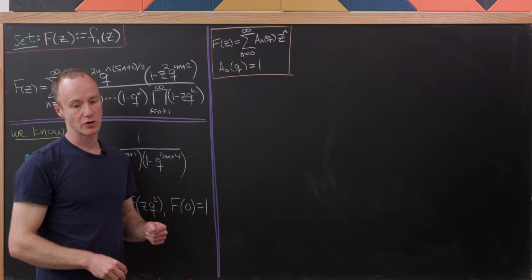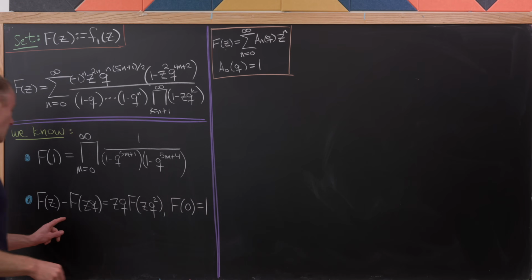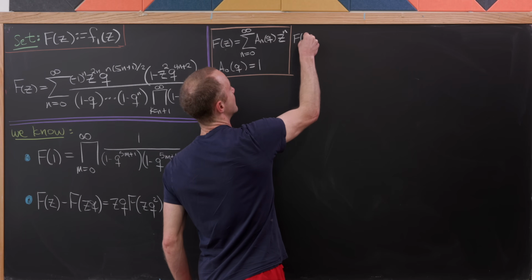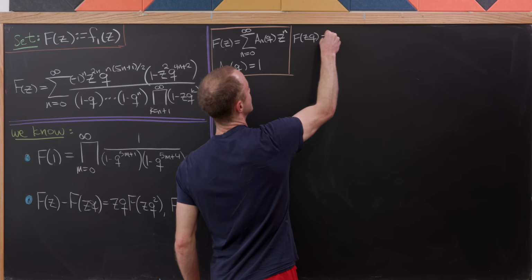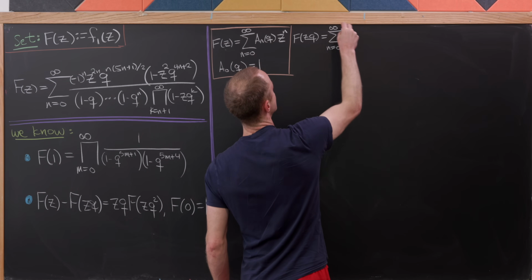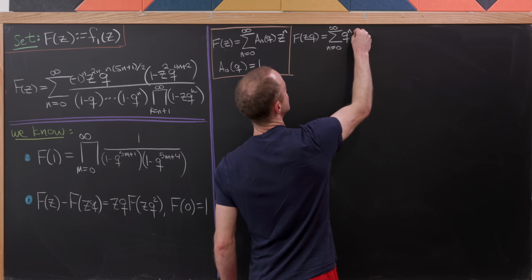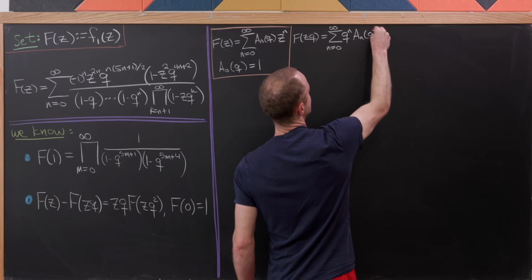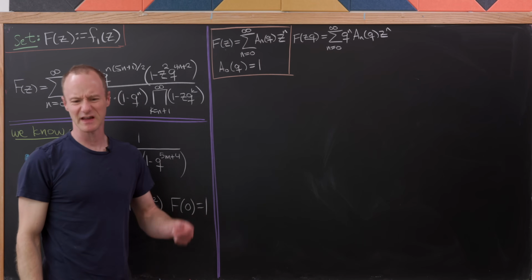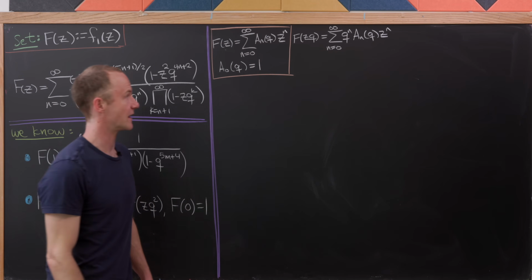Now we're going to look at the other parts of this equation. Let's look at F of zq. That's going to be equal to the sum as n goes from 0 to infinity of q to the n, a sub n of q times z to the n. I think that's pretty straightforward, how we got there.